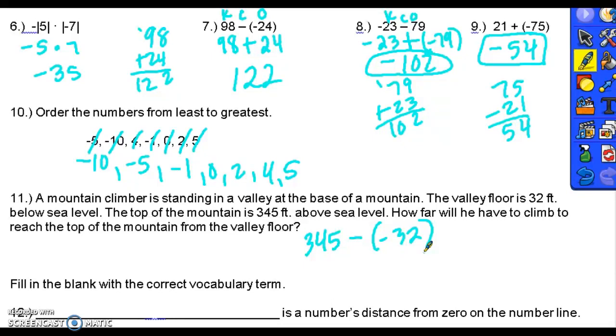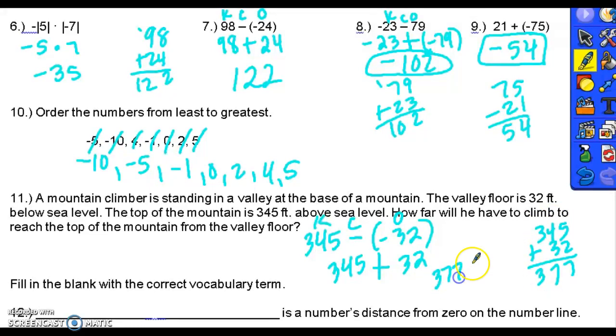Anytime you're subtracting, you add the opposites. Keep your first number. Change subtraction to addition. Take the opposite of the second number. My signs are now the same, so I add. 5 plus 2 is 7. 4 plus 3 is 7. Bring down your 3. He will have to travel 377 feet.